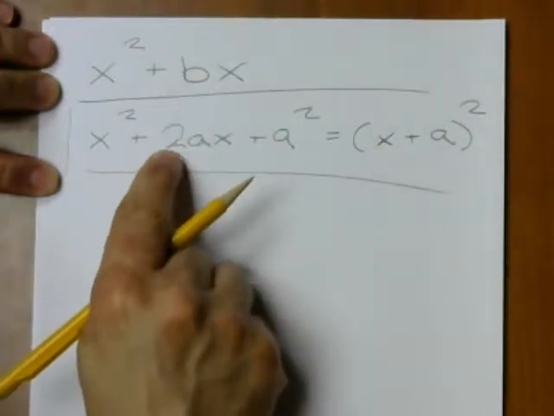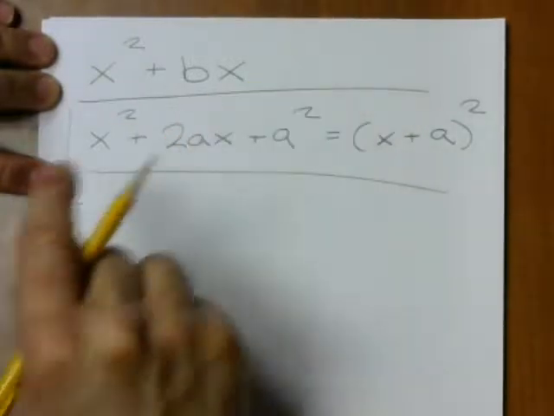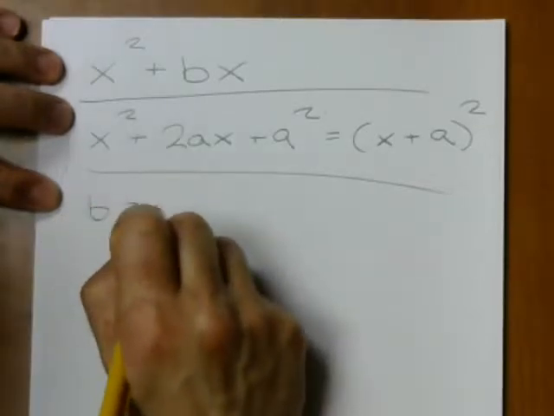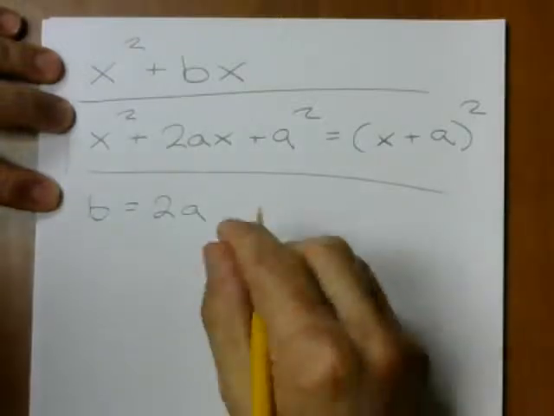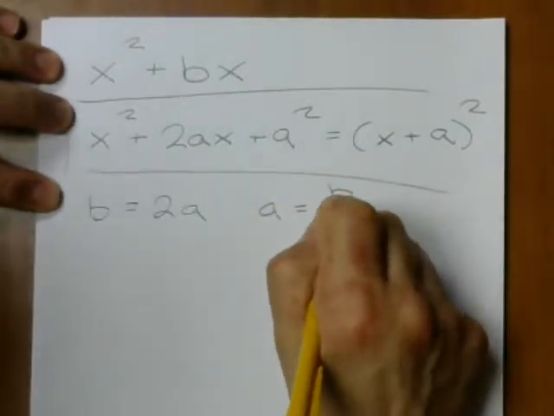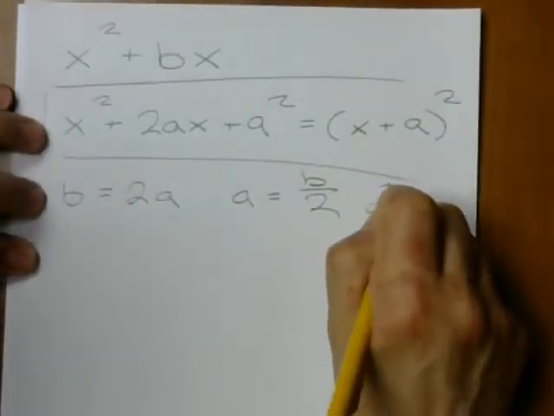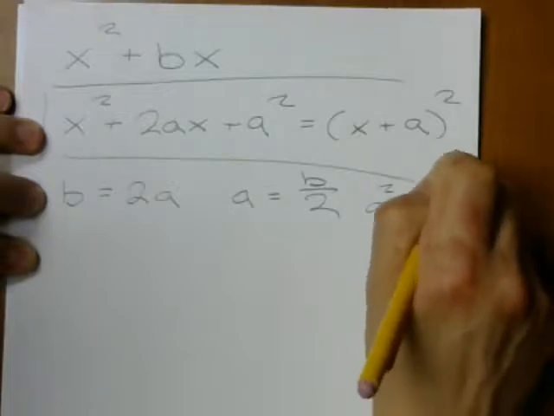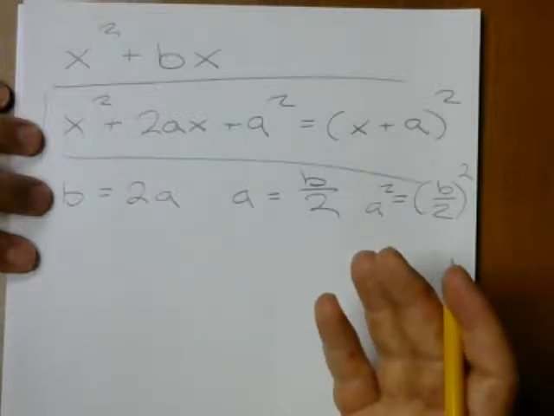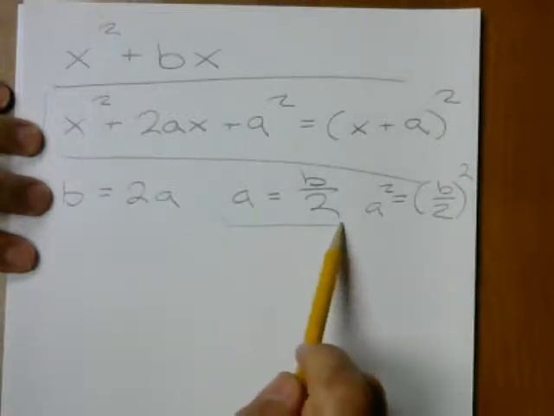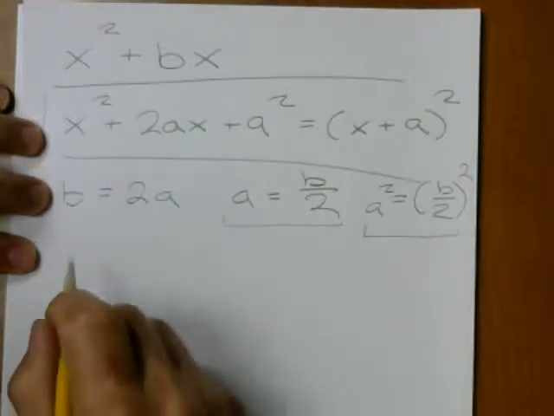Well, if b happened to be 2a, then I would just have to add a squared. So, if b equals 2a, what would that mean for a? What would a have to be? Well, a would have to be b over 2. And what would a squared be? Well, a squared would just be b over 2 squared. So, what do I want to do? I want to allow a to be b over 2, and I want to add b over 2 squared.